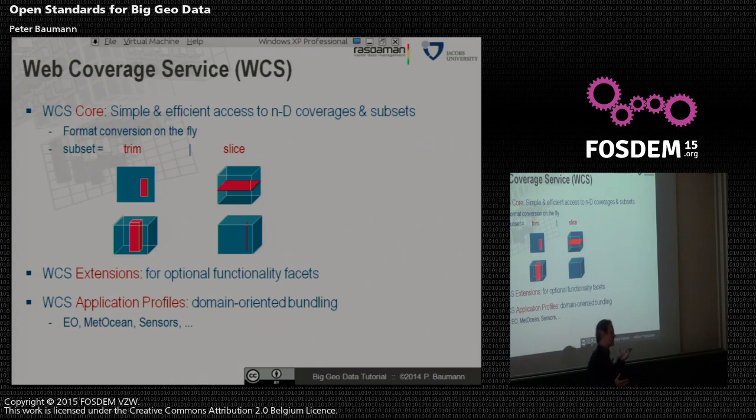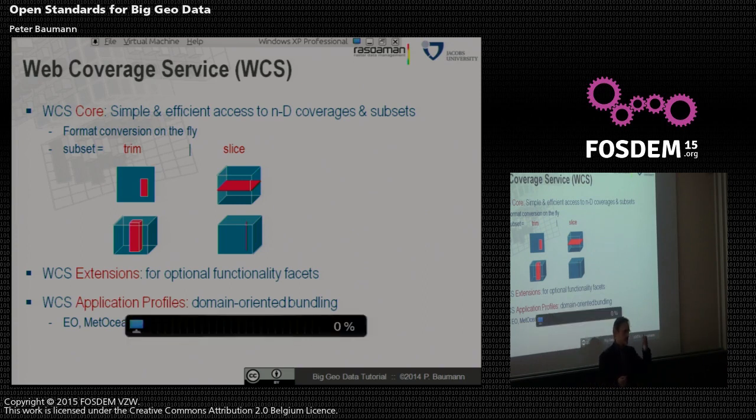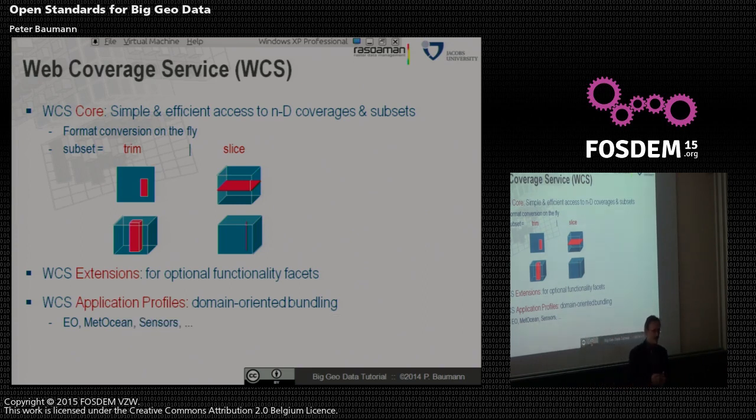Okay, a 3D object you cannot transport in PNG, for example, so we have some restrictions, but that's practically motivated and we know it anyway. So this is the only thing that the core does: give me a coverage or a subset of it in a particular format. The extensions now add further functionality and further facets.